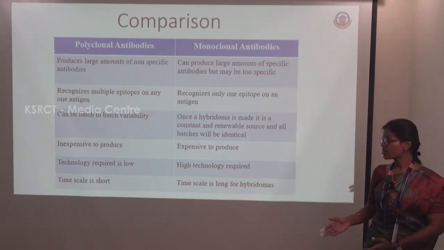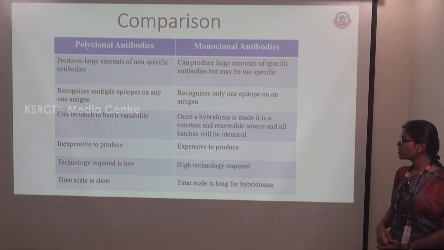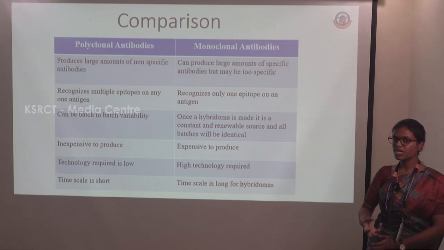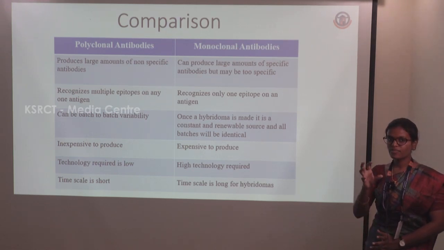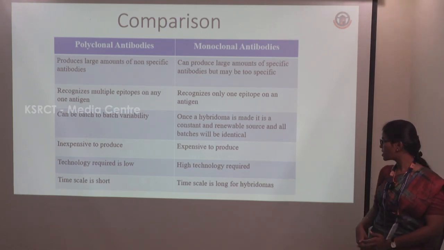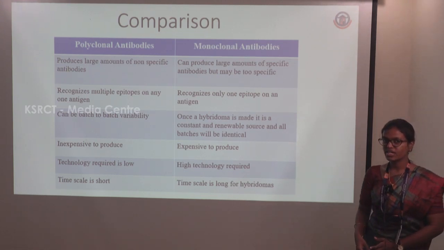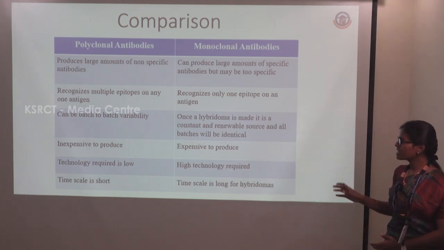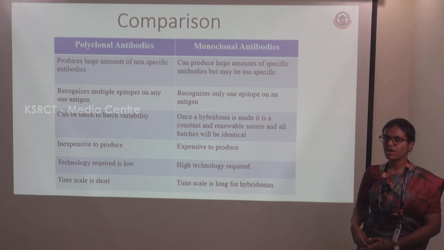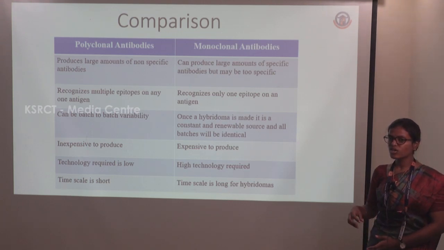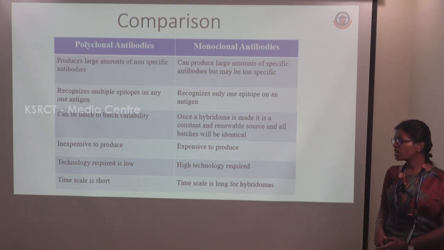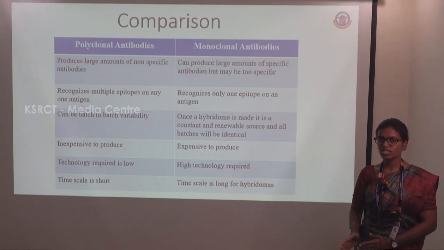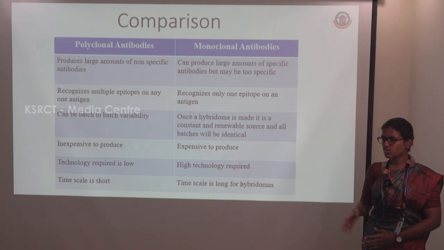It will vary according to the batch, whereas in monoclonal antibodies, once a hybridization is made, it is a constant and renewable source, and all batches will be identical. It will bind to a specific antigen. Monoclonal antibody production is very expensive and consumes more laboratory cost. Polyclonal antibodies are inexpensive to produce and no high-tech technologies are required. The time scale is also short.